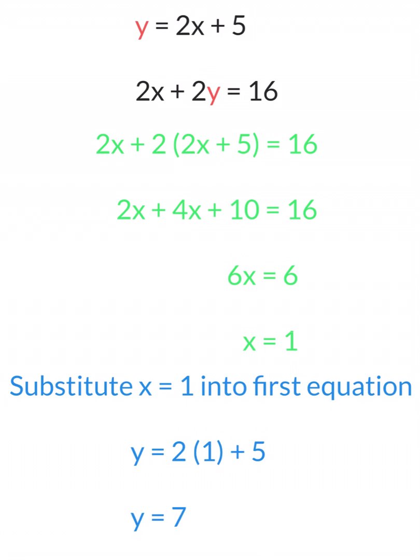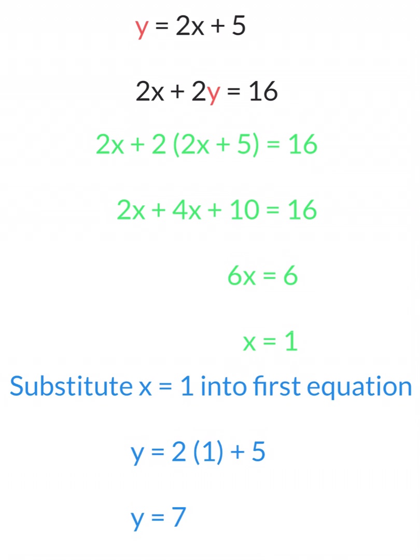So note the red that says y equals 2x plus 5, and we're going to take that y and substitute it into the second equation where the y is. So the second equation becomes 2x plus 2 lots of what the y equaled to in the first equation, 2x plus 5, equals 16. Expand your brackets. 2x plus 4x plus 10 equals 16.